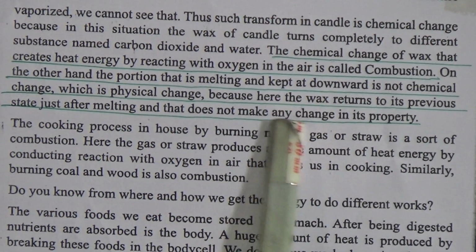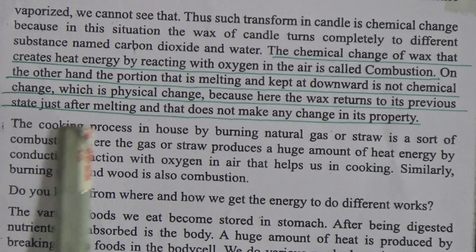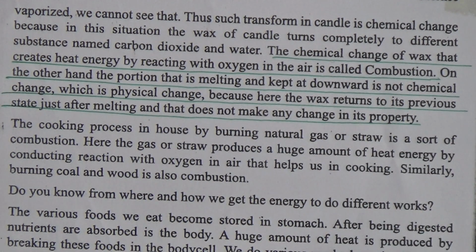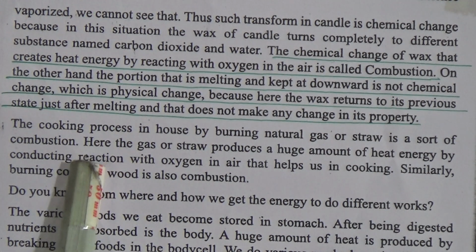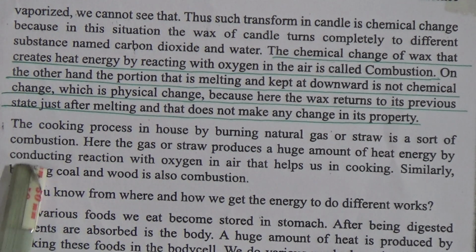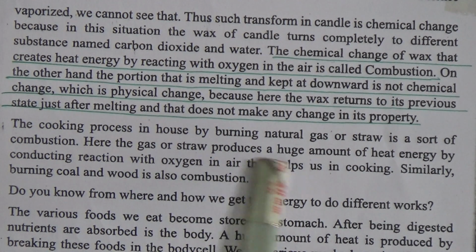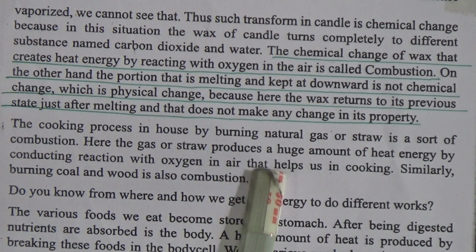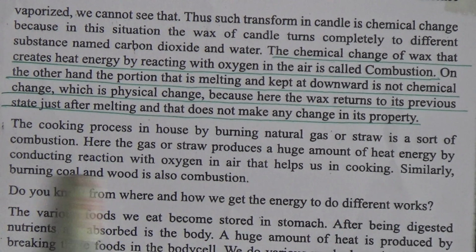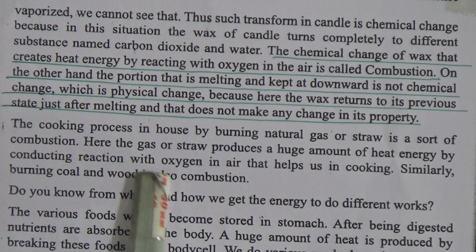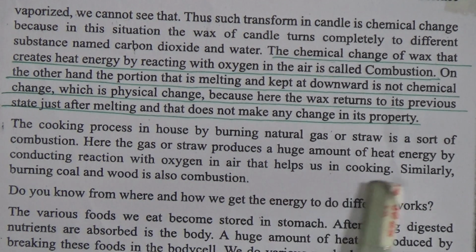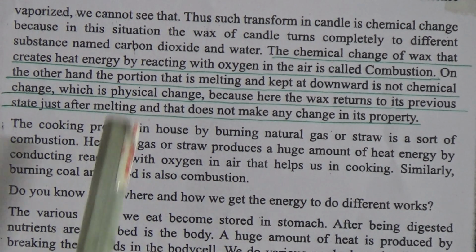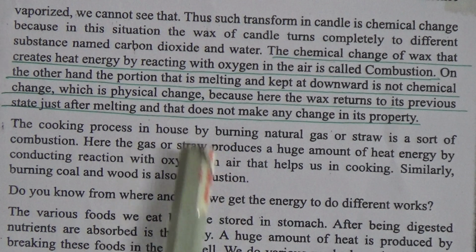Because here the wax returns to its previous state just after melting, and that does not make any changes in its property. So now come to the next example. The cooking process in our house by burning natural gas or straw is a sort of combustion. Here the gas and straw produce a huge amount of heat energy by reacting with oxygen in the air, which helps us in cooking. Similarly, burning coal and wood is also combustion.